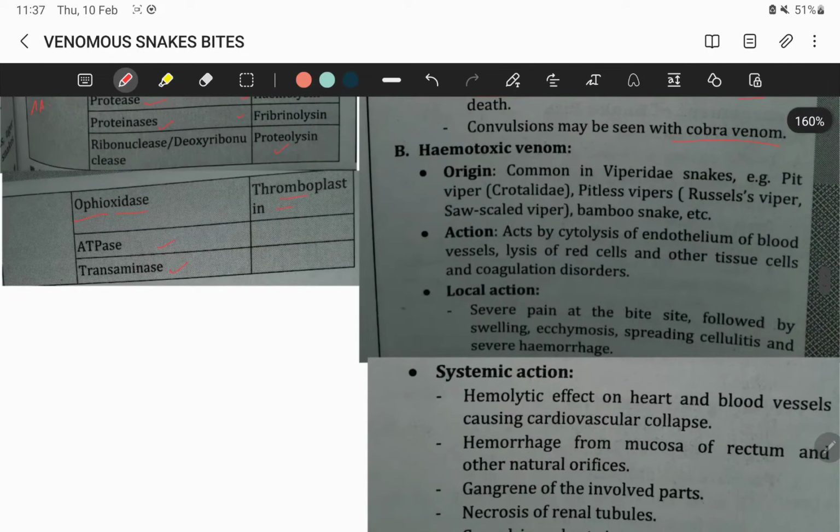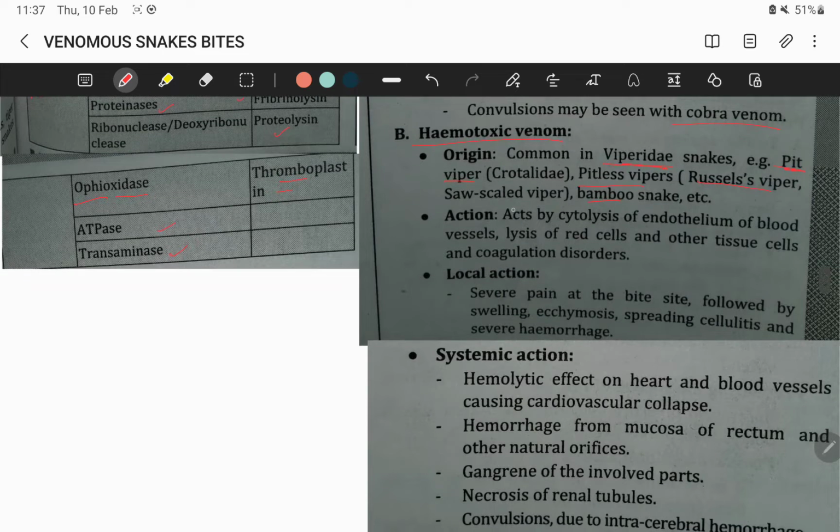So let's talk about hemotoxic venom. Hemotoxic means Viperidae, that is the pit viper, and then the pitless viper, that is Russell's viper, and also the saw-scaled viper and the bamboo snake. Its action is the cytolysis of the endothelium of the blood vessels. Hemotoxic means cytolysis of the blood vessel. If this is a blood vessel and this is the endothelium, in cross section, please try to figure out what I'm drawing here.